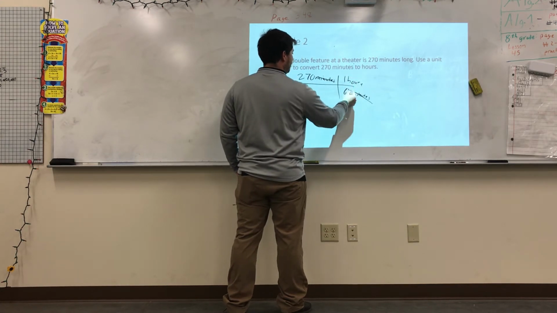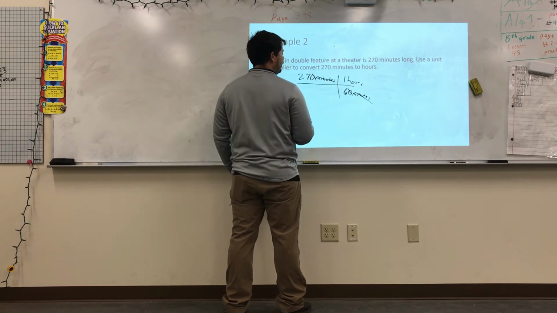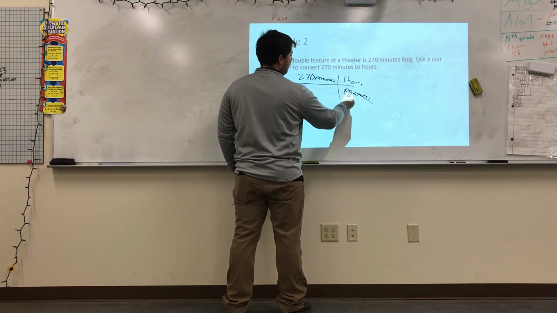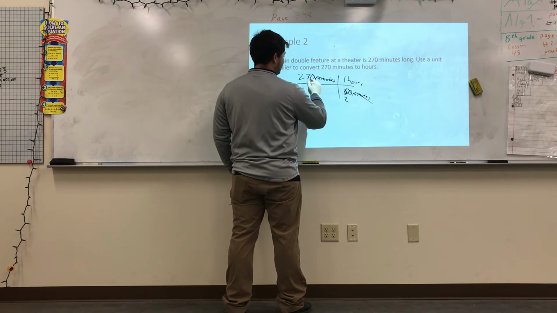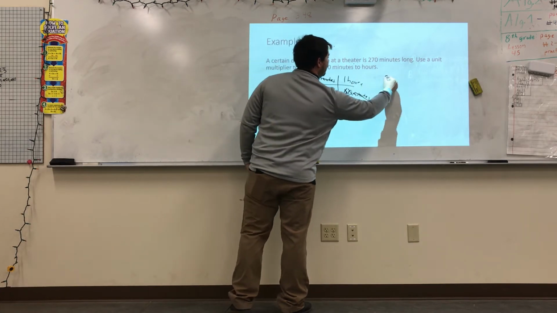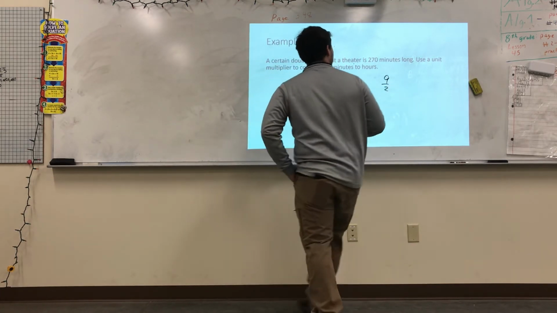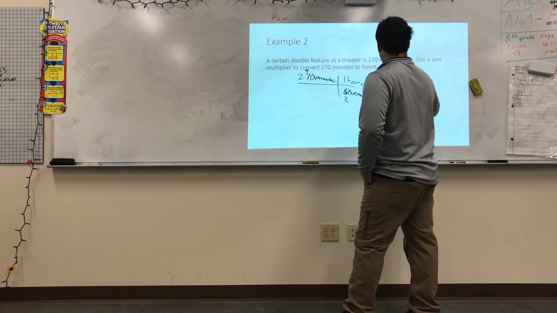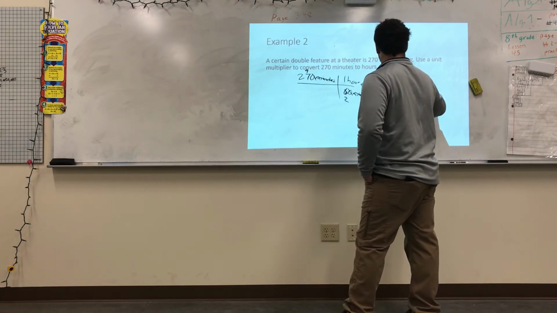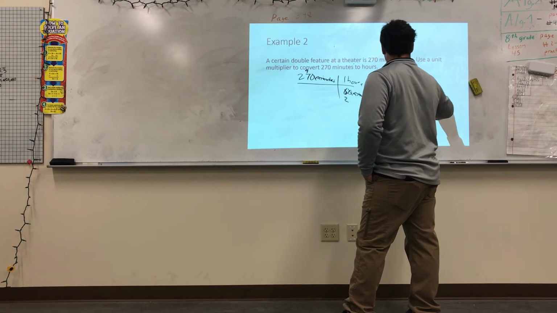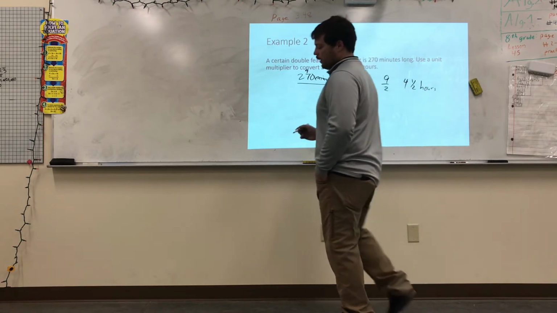I can get rid of my zeros probably here, because I'd be taking a 10 out. Take a 3 out, it's going to be 2, it's going to be 9. 9 over 2, which is going to be about 4.5 hours. Okay?